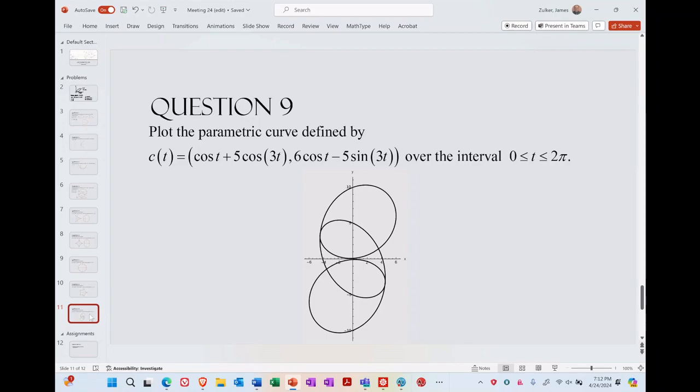And these are just parametric. We'll see some even cooler curves next week. Questions on the plots before I move on?